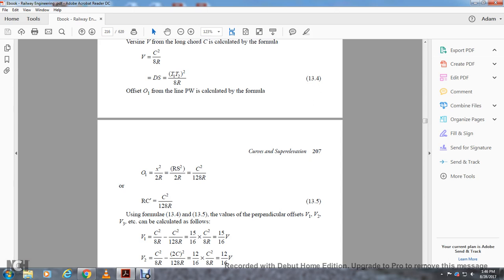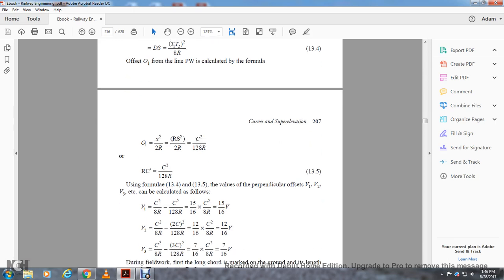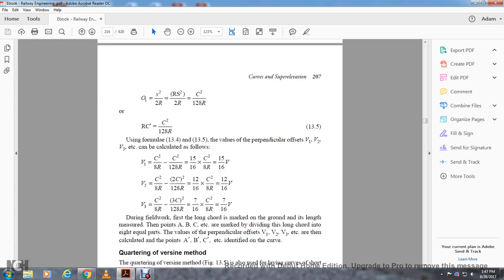V1 is C squared over 8R minus C squared over 128R, equal to 15 over 16 times C squared divided by 8R, equal to 15/16 V. V2 is equal to C squared over 8R minus 4C squared over 128R, equal to 12/16 times C squared over 8R, equal to 12/16 V. And V3 is equal to C squared over 8R minus 9C squared divided by 128R, equal to 7/16 times C squared divided by 8R, equal to 7/16 V.